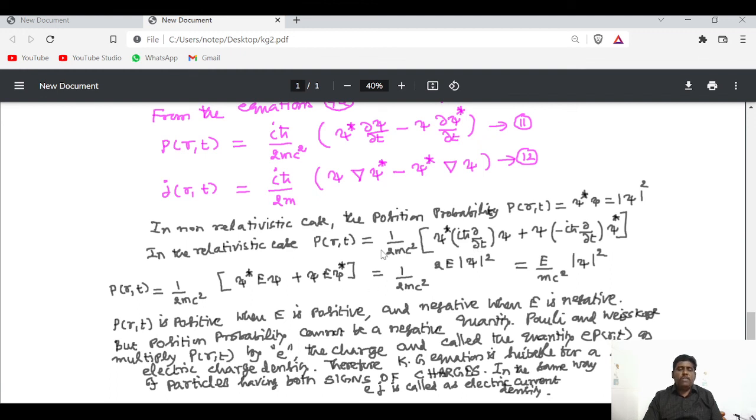But the value of J of r comma t available in the case of relativistic quantum mechanics, that is, in the case of the KG equation, exactly matches the value present in the non-relativistic case. But the value of P of r comma t is not exactly matched. Therefore, we cannot call this P of r comma t a position probability in the case of the KG equation. But in the case of non-relativistic quantum mechanics, P of r comma t is called position probability, whose value is psi star psi, that is equal to the absolute square of psi.